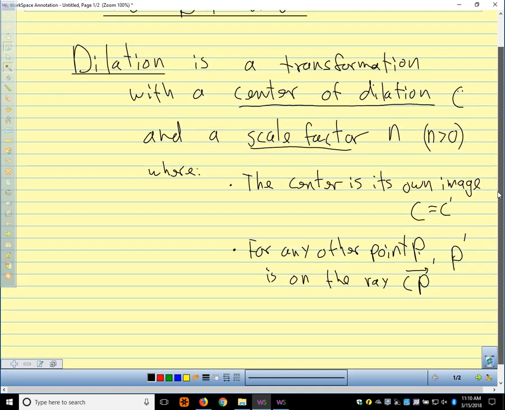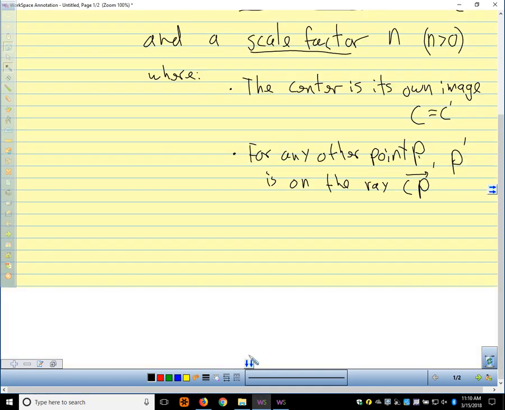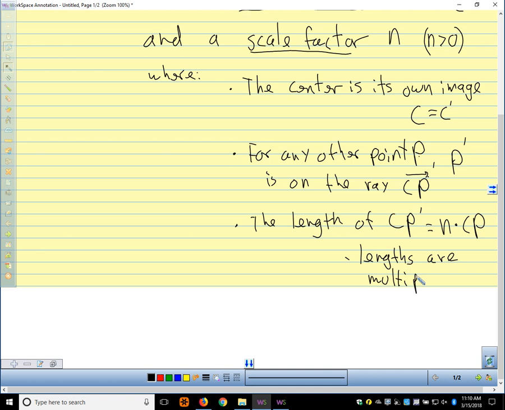And we'll draw a picture in just a second to show what this is telling us visually. It might sound a little complicated. It's really not. And the length of CP prime, from C to P prime, is the scale factor times the length of CP. So what we're saying here is lengths are multiplied by n.